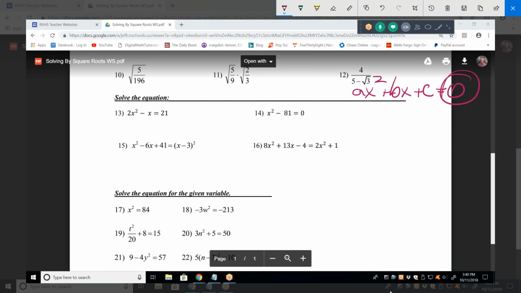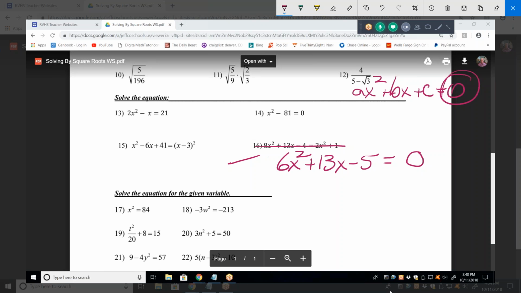So how do I get 0 on one side on number 16? Well, you can subtract 2x squared from 8x squared, right? Step 1. I still have 13 x's. And I want to move that 1 up, so I would add 1 to both sides, or subtract 1 from both sides. Now I have my magic 0 on one side. So this is no longer the problem, this is.